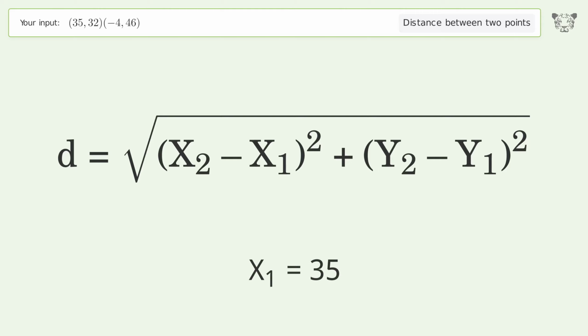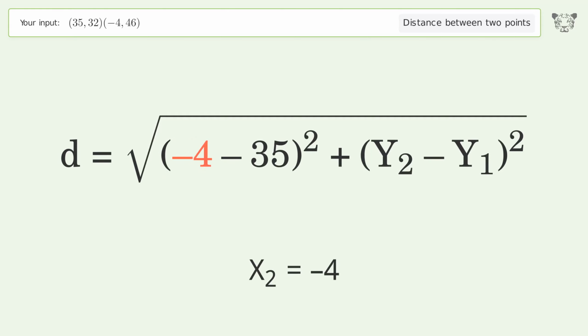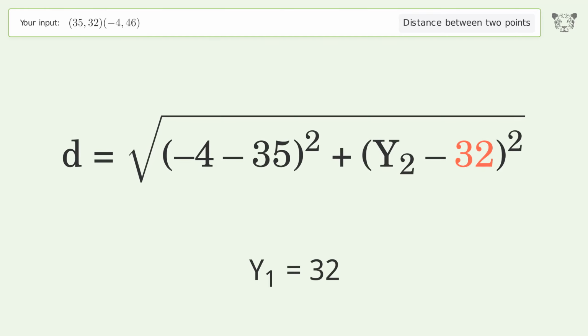x1 equals 35. x2 equals -4. y1 equals 32. y2 equals 46.